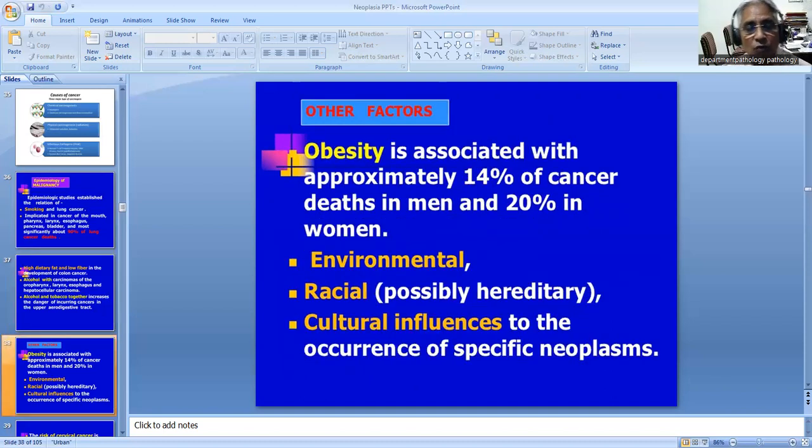Other factors found to be implicated in the development of cancer include obesity. They say about 14% of cancer deaths in men and 20% in women are associated with a history of obesity. Then there are environmental factors, some racial, possibly hereditary, and also some cultural influences which lead to the occurrence of specific types of cancer.